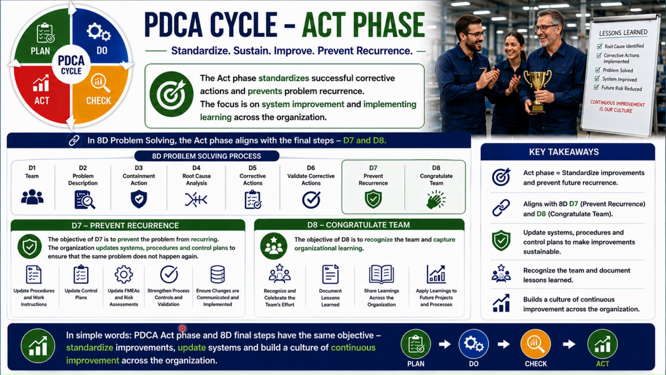In D8, the team recognizes the contributions of everyone involved, celebrates the successful resolution of the problem, and documents the lessons learned. Sharing this knowledge helps future projects avoid similar issues and strengthens the organization's culture of continuous improvement. In simple terms, both the PDCA ACT phase and the final stages of 8D have the same objective: standardizing successful improvements, updating management system controls, sharing organizational knowledge, and building a culture of continual improvement.